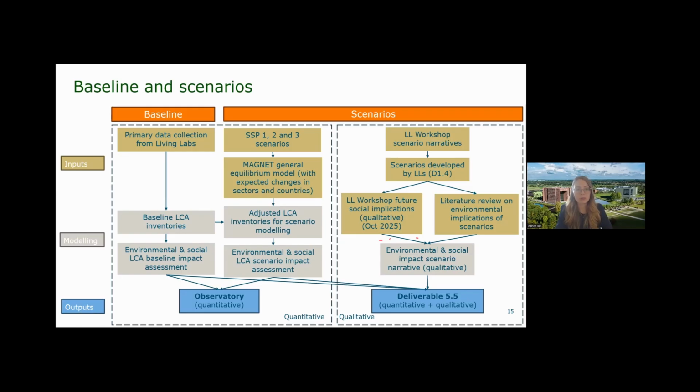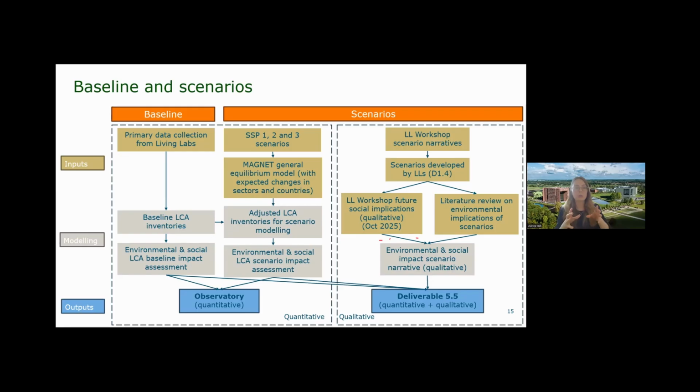And this ranges a lot from extreme weather events like droughts, floodings, but also market situations like more demand for organic products, for example. And we talked about these scenarios in a workshop, mainly focusing on the social implications of these. And we talked with the living labs about how they foresee these assumptions of these scenarios, how they foresee in a qualitative way that things might change from the baseline towards the future. And next to that, we also did some literature reviews on the environmental implications of these scenarios.